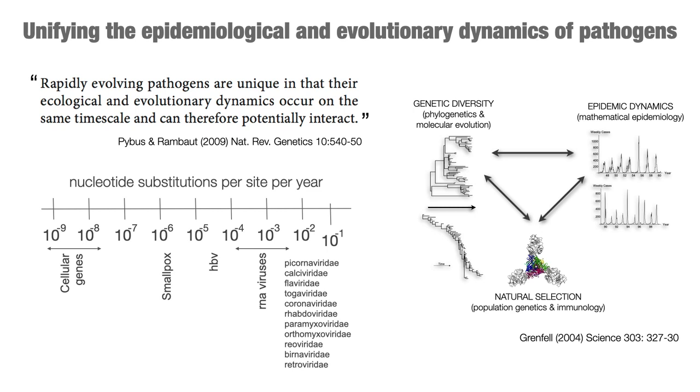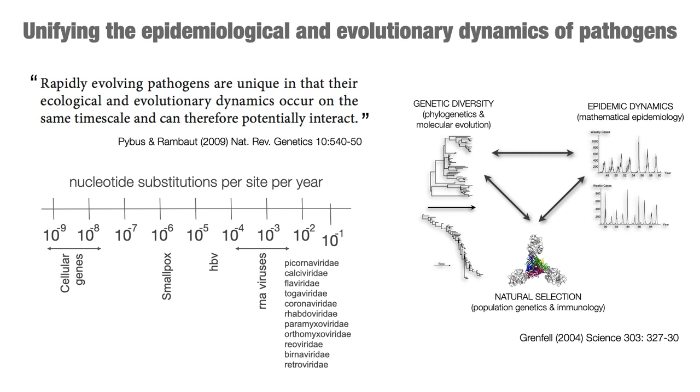Phylodynamics is a research discipline that unifies the epidemiological and evolutionary dynamics of pathogens. And the central principle of phylodynamics is that viruses evolve so rapidly, with evolutionary rates that are several orders of magnitude larger than for our own genes, as illustrated here, which allows epidemiological processes to leave an imprint in the viral genomes. And we can use statistical techniques rooted in phylogenetics to recover information about these processes.